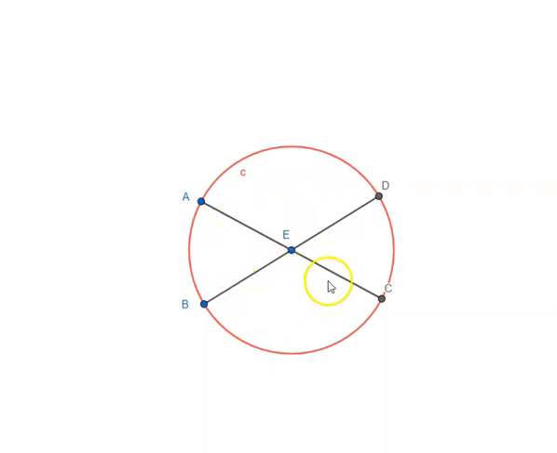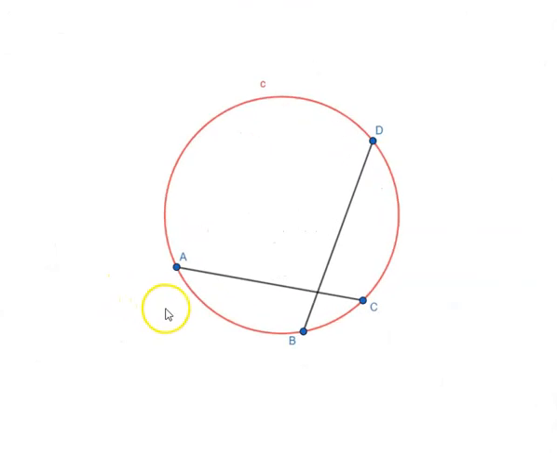Now this is pretty straightforward. BE equal to ED, AE equal to EC. Not only that, they are all equal to each other. AE equal to BE, equal to EC, equal to ED, equal to AE. So since they are all equal to each other, naturally it follows that AE by EC is equal to BE by ED.